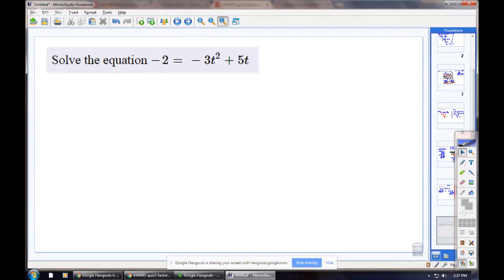So let's get it. There's 2 approaches to this one. One approach is to just bring this -2 over to the left. So I do that by adding 2 to each side. And notice that t squared, t, and no t, those are not like terms. So the best I can say is that I have -3t squared plus 5t plus 2 on the right side. On the other side, I have a 0. Hey, I get the 0.